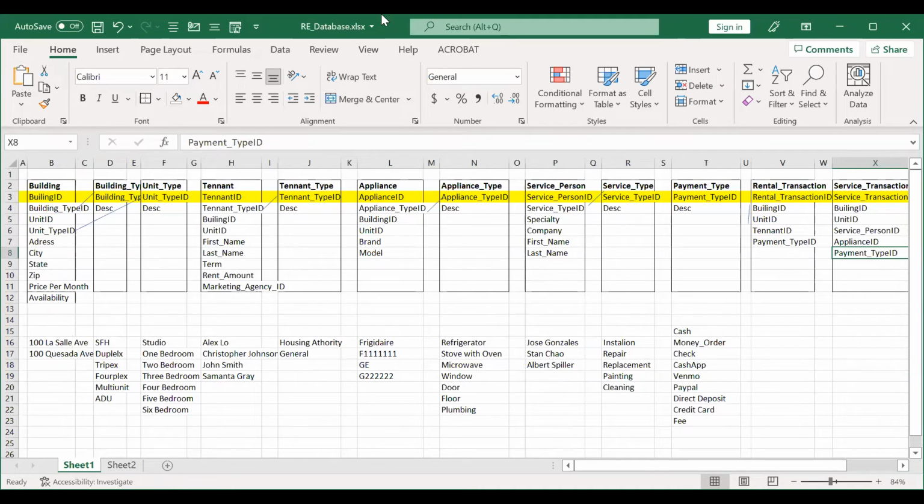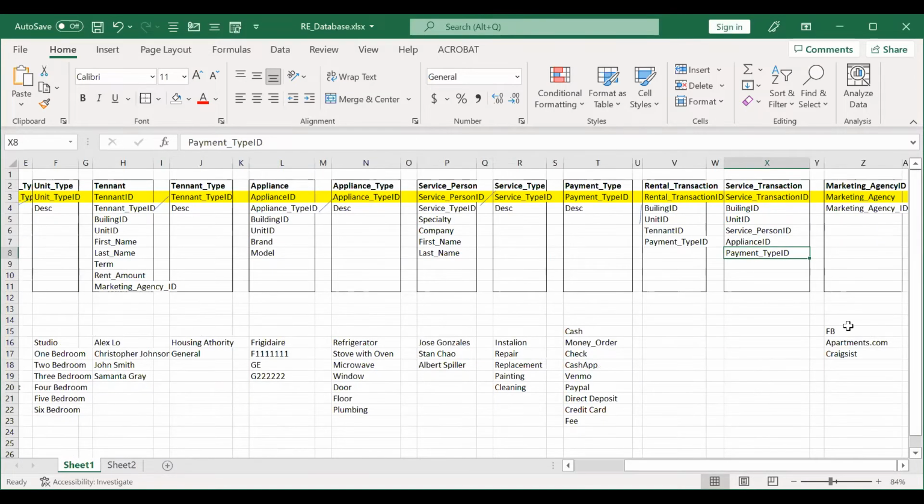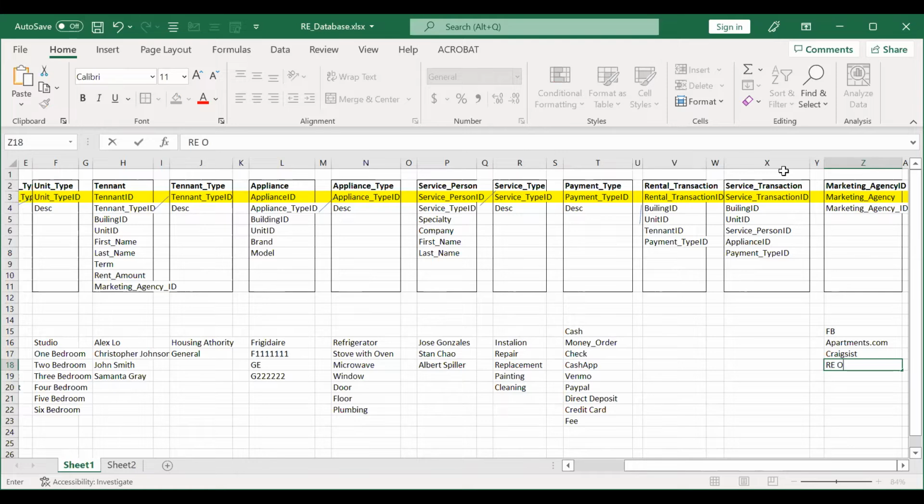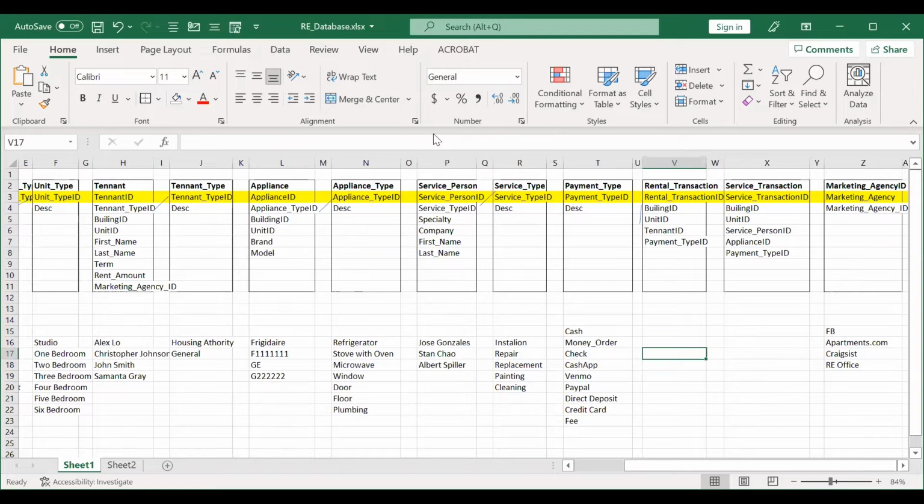Because we're going to move on to the SQL part. Agency equals office. You know, honestly, I thought of Facebook, apartments.com, Craigslist, or some real estate office. I'm not sure how people find tenants these days. So it could be many different channels. Okay, it's like a marketing channel. Okay.